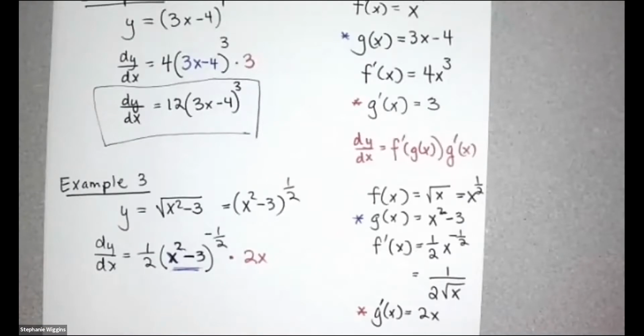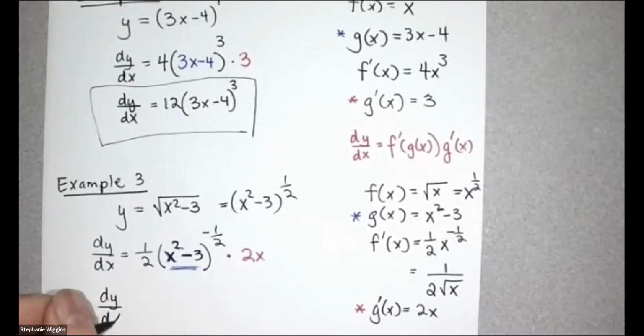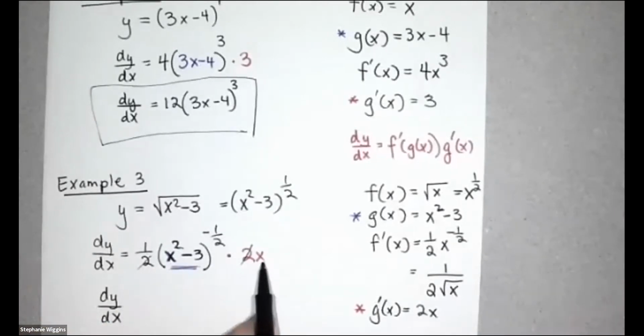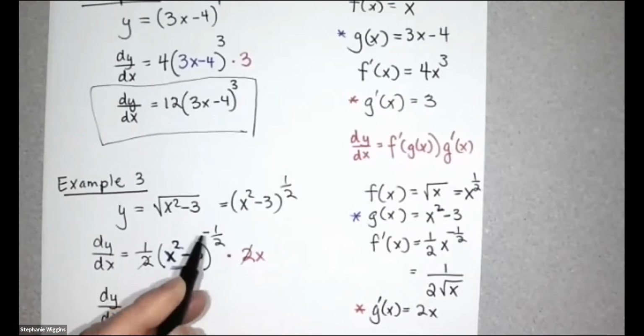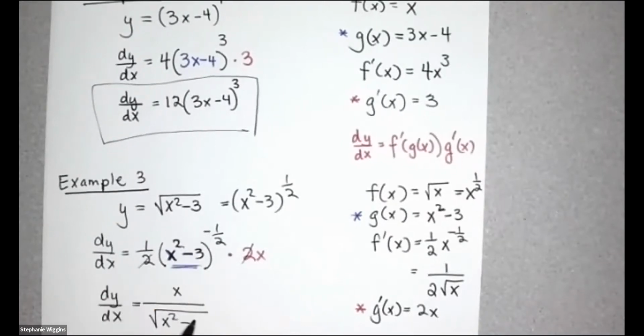Notice that the 2's are going to cancel. This is 1/2 times 2. That's just going to be 1. So dy dx. This x is in the numerator. The 1/2 tells me that I'm going to take the square root, and the negative tells me it's going to be in the denominator.